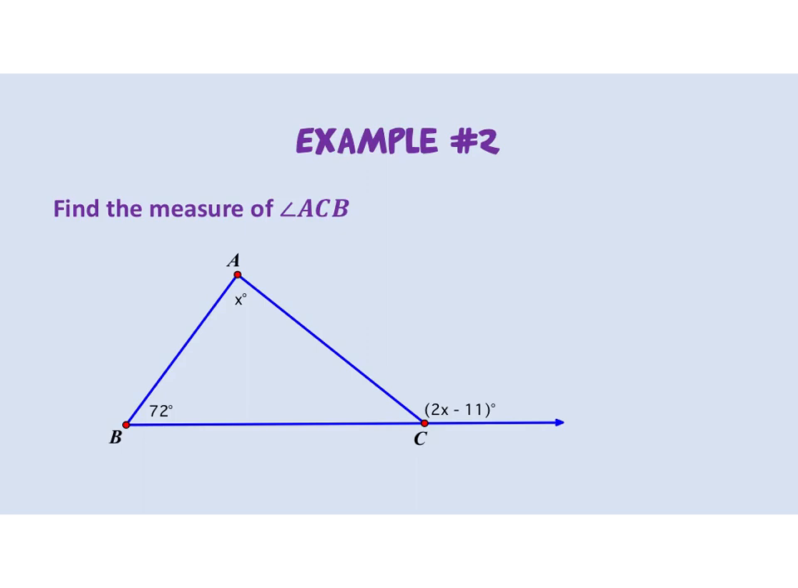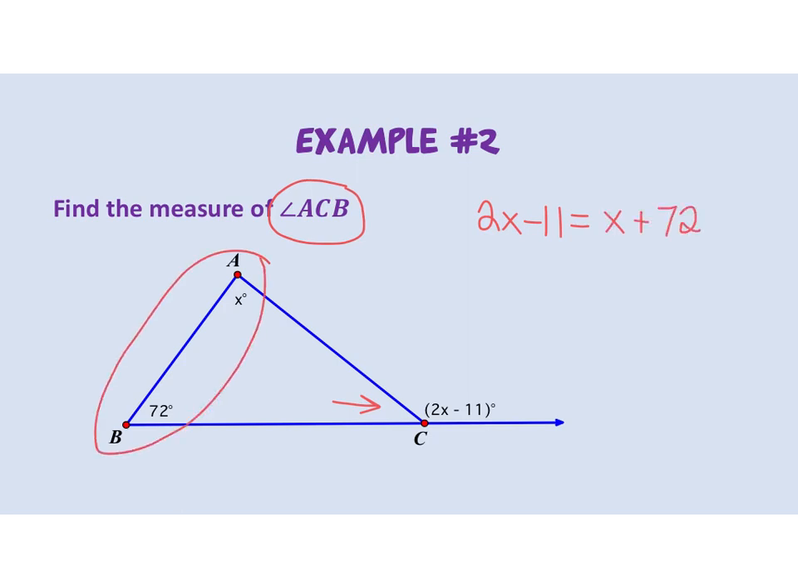Okay, let's look at example number 2 over here. Find the measure of ACB. So the order of this angle matters. ACB means that I am finding this interior angle. In order to find it, I need to find x. So we are going to use the exterior angle theorem. The exterior angle, 2x minus 11, is equal to the sum of the two non-adjacent interior angles. So we're going to get x minus 11 equals 72. X is going to equal 83.